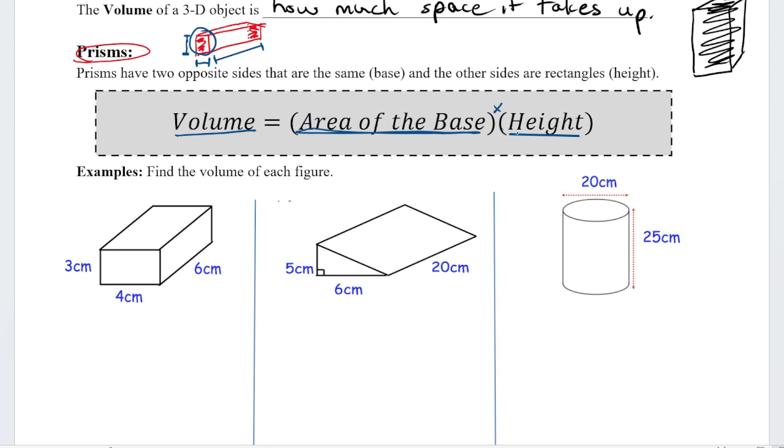Now, I'm a lazy mathematician. I'm not going to want to write area of the base times height. So we're going to rewrite that as V for volume equals A with a little capital B. That tells me it's the area of the base. Some people like to write base, but I like just the B. I think the B is fine for my purposes. Times H. And that's our formula.